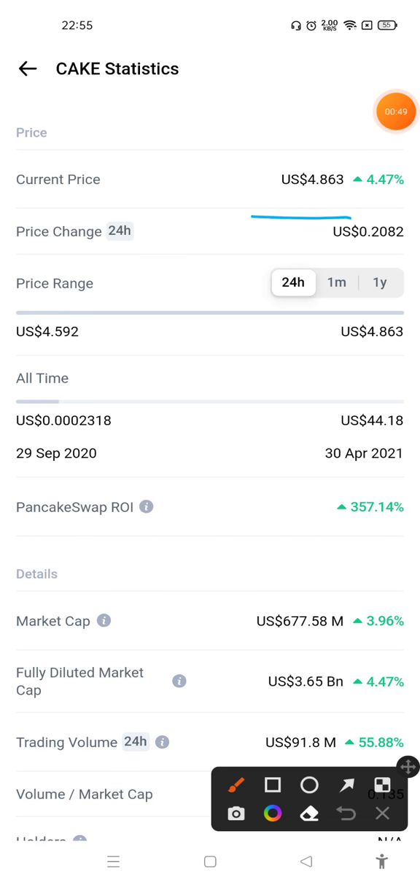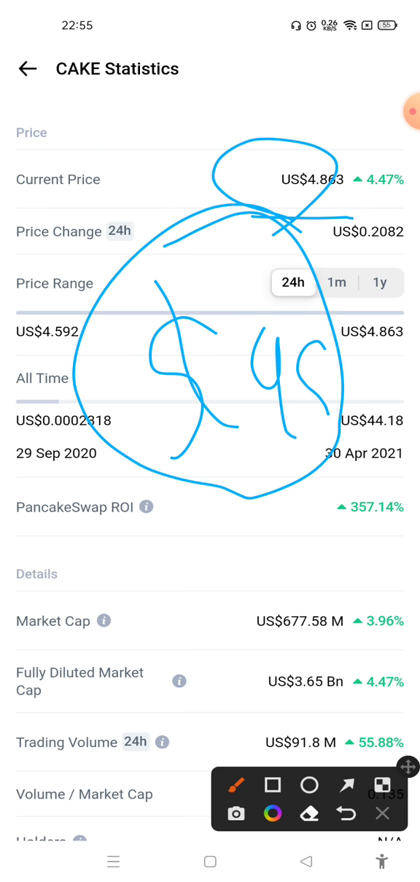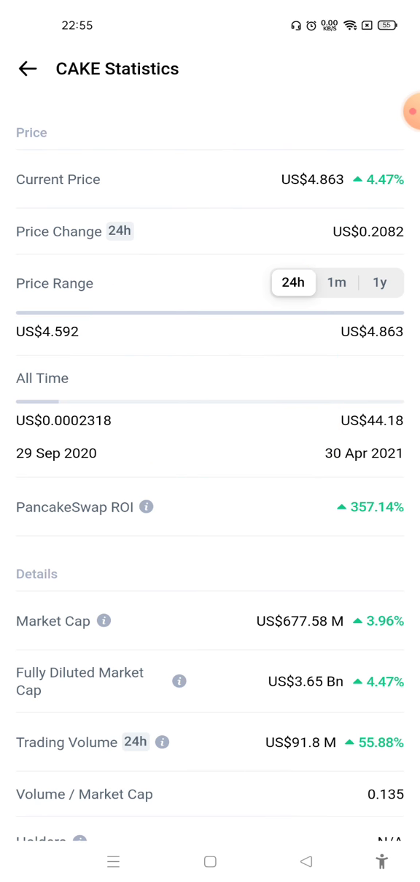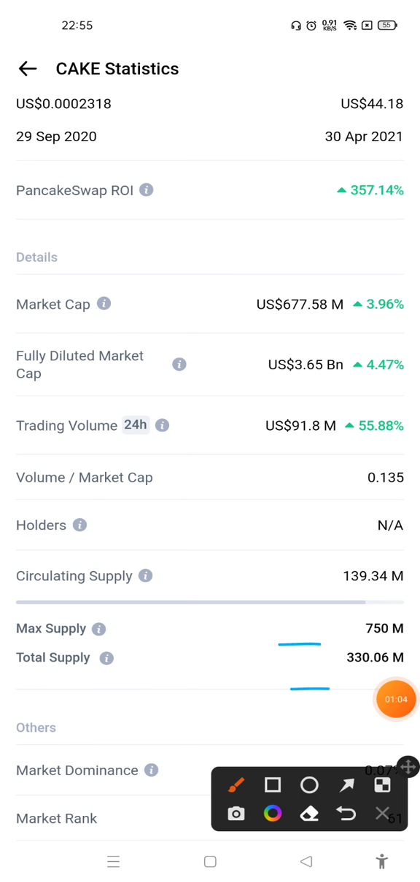So the current price is $4.863, which can go to $95 in the near future according to experts. And here you can see maximum supply 750 million and total supply 330.6 million. Circulating supply 135.34 million.